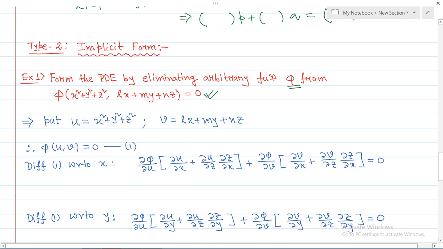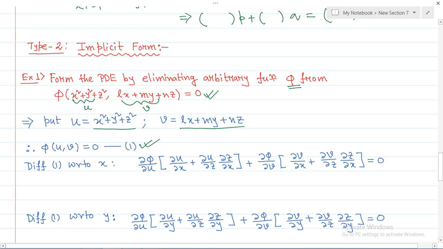How to approach this question? Whatever is given inside the phi function, remember this, we have to consider these two terms as two new variables. The first term we consider as u, the second term as v. So u equals x square plus y square plus z square, v equals lx plus my plus nz. Therefore phi of u, v equals 0. We call it equation number 1.